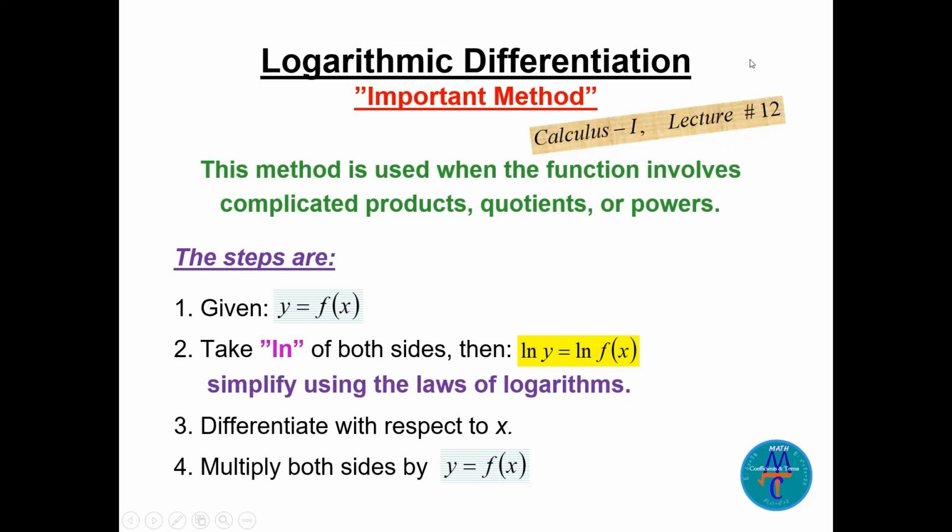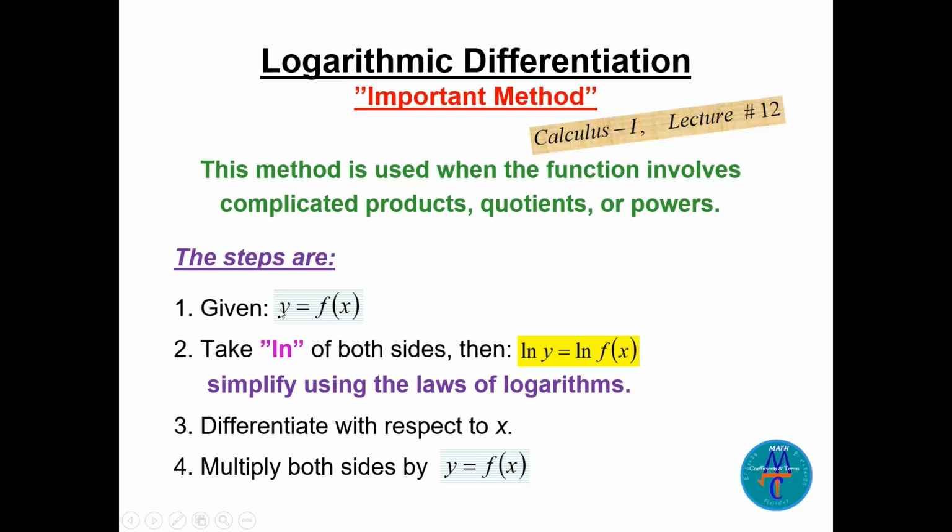Now this is logarithmic differentiation. And this is an important method we can use when we have functions involving complicated products, quotients, or powers. You can see that in Calculus 1, lecture number 12.